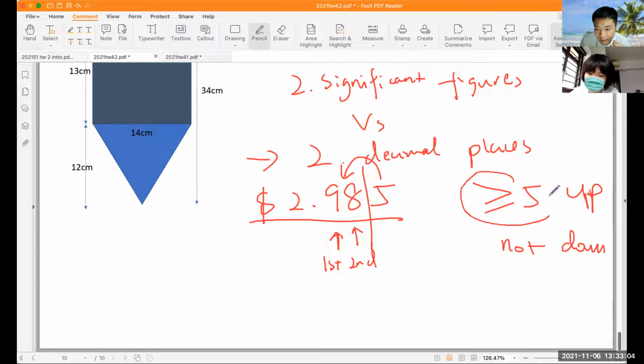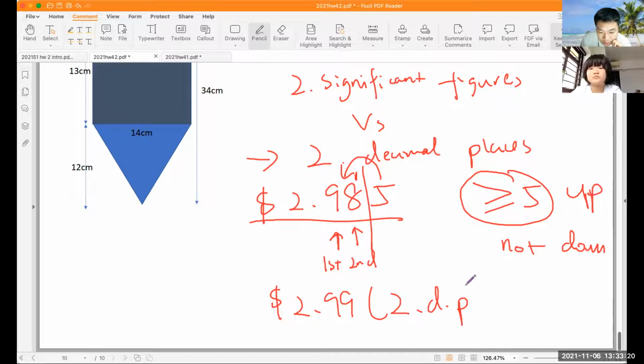So we make use of this sign already. In this case, is it equal to 5? Yes, round up. So I add 1 into the second decimal place, and you will end up with 2.99. So this is 2 decimal places.